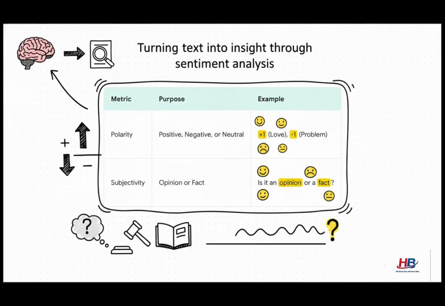And this is mostly done using two key metrics. First, you have polarity. This one's pretty straightforward. It just measures if a word is positive, negative, or neutral. So in our dictionary, love might get a +1, while problem gets a -1. But just as important is the second one, subjectivity. This asks a totally different question. Is this text an opinion, or is it just a fact? This helps the system ignore purely factual statements and focus on what people actually feel.